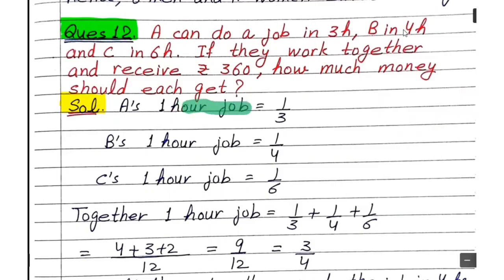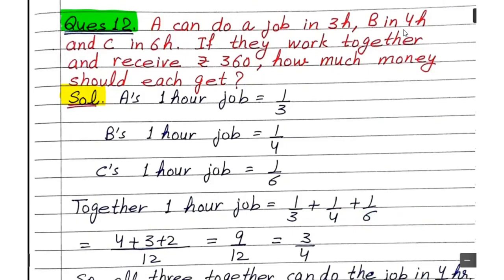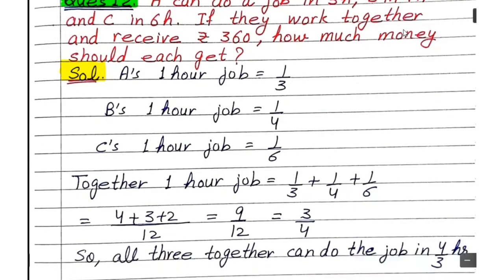Here A's 1 hour job is 1 by 3, B's 1 hour job is 1 by 4, and C's 1 hour job is 1 by 6. So together 1 hour job is equal to 1 by 3 plus 1 by 4 plus 1 by 6. Here LCM is 12, right? So after taking the LCM, it is 9 upon 12, that is 3 upon 4. So all 3 together can do the job in 4 upon 3 hours, right?